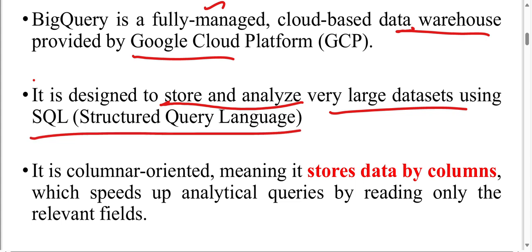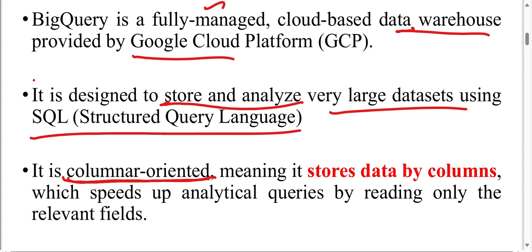Now, another important and very differentiating point for BigQuery is that it is a columnar-oriented storage. If you take MySQL, MySQL is a row-based storage. BigQuery is a column-oriented storage. I'll show you the difference in the next slide. It will be very easy to understand.